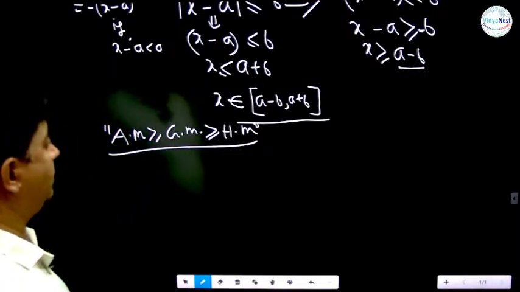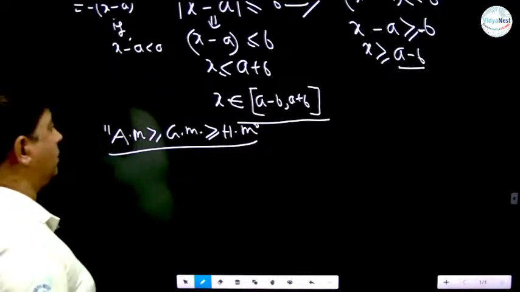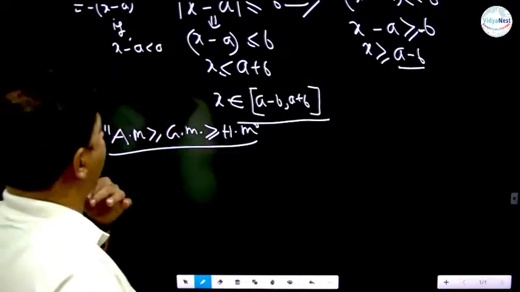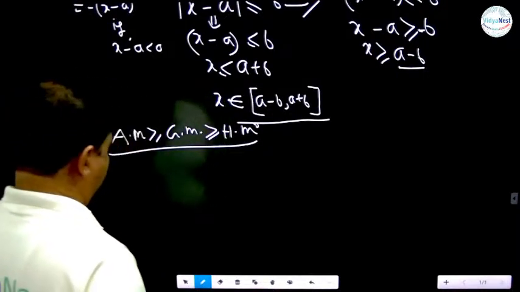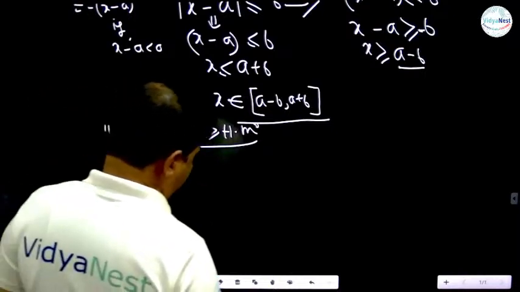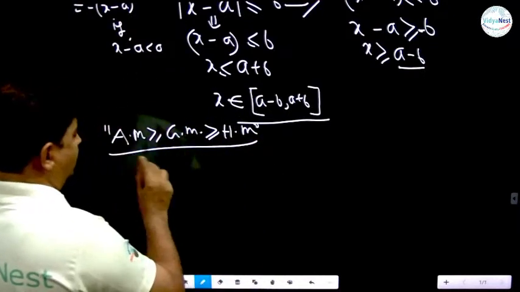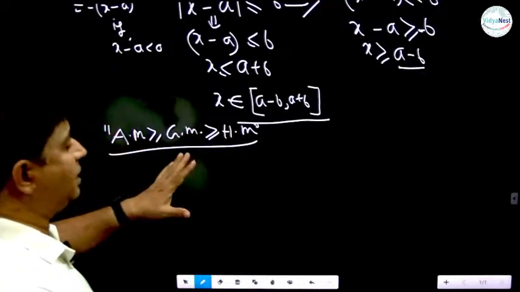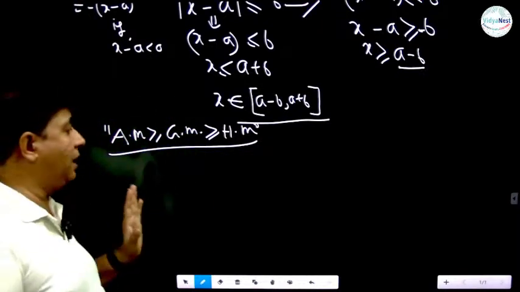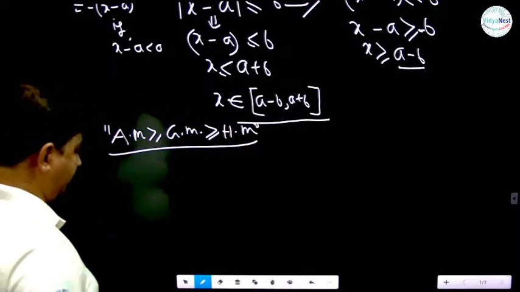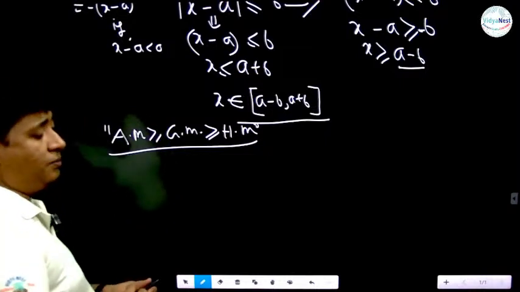Side by side, you see this concept on AM, GM and HM to be required, already I have told. Now, you must have the idea of number line.